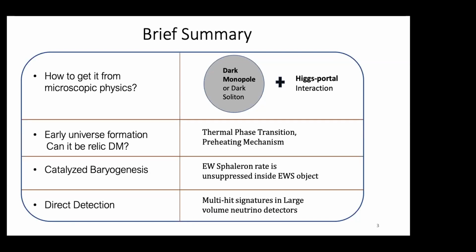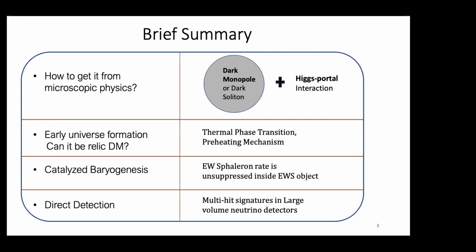After that, I'll talk about how to form this kind of object in the early universe, and whether it can be a real dark matter. Here I'll talk about two different mechanisms. One is the thermal phase transition, and another one is the preheating mechanism.